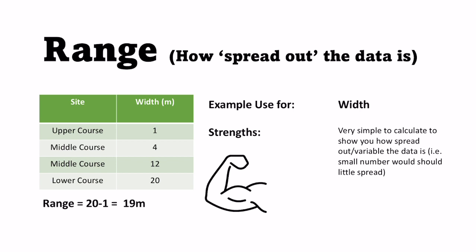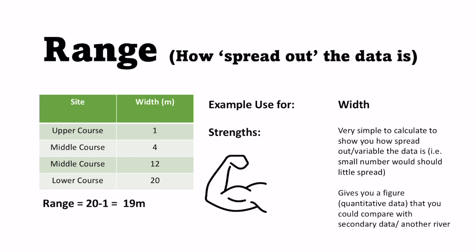Here I've got quite a large spread of the data, which we would expect. So it's been quite good for analysing my data because I expect to see the width change between upper and lower course. This gives me an indication that there is quite a lot of variability between the highest and the lowest value. It gives me a figure again, which is very good because I can compare it with secondary data, but I could also compare the range with another river.